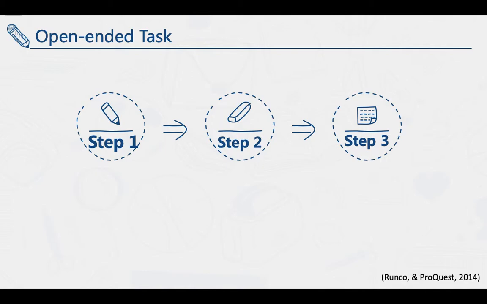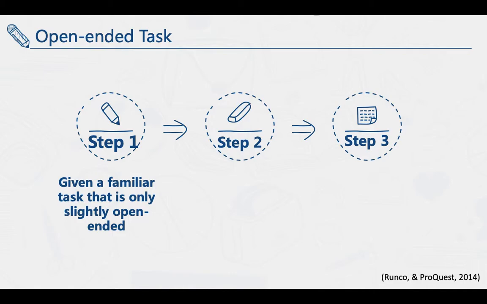So here there are three steps that Runco and Progress come up with. They come up with this kind of three steps that can help you teach students with open-ended tasks. The first one, you need to give a familiar task that is only slightly open-ended, such as what your shoes look like. Everyone wears shoes. So what does your shoe look like?